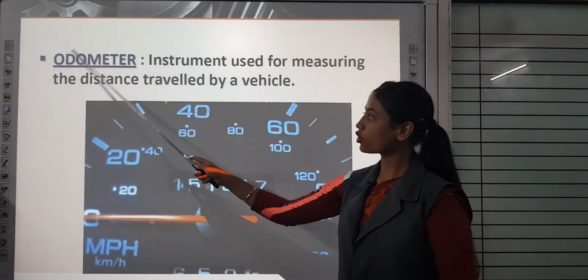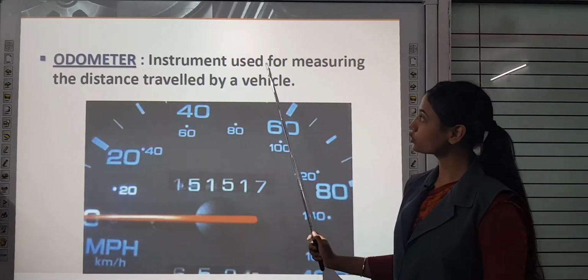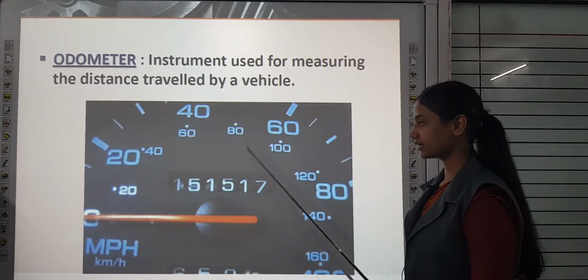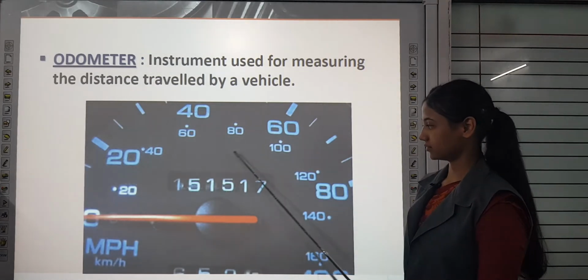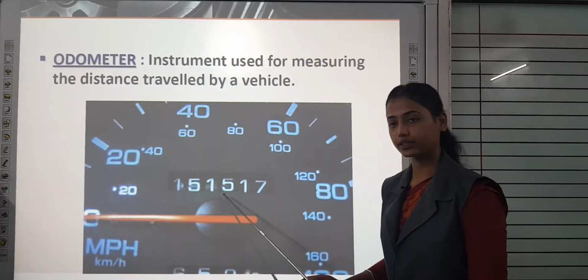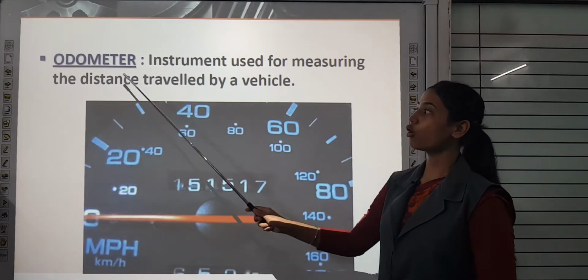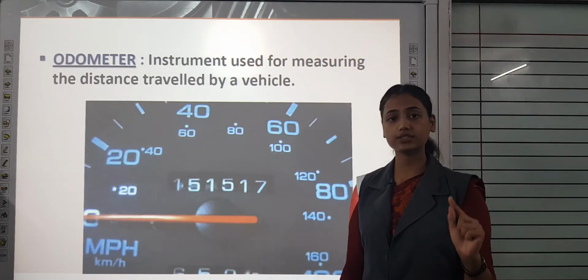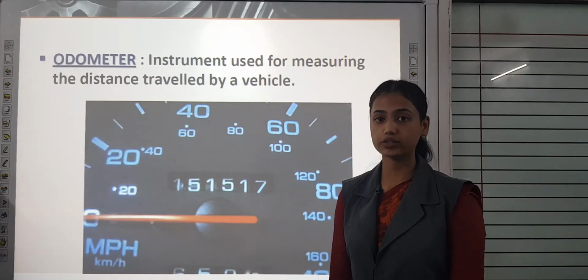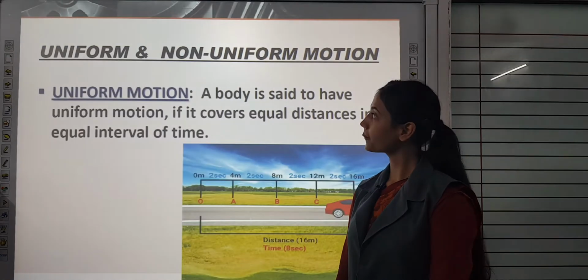The next device is the odometer. It is an instrument used for measuring the distance travelled by a vehicle. Here you can see the total distance covered by any vehicle is measured using an odometer. The speedometer measures the speed, whereas the odometer measures the distance travelled.